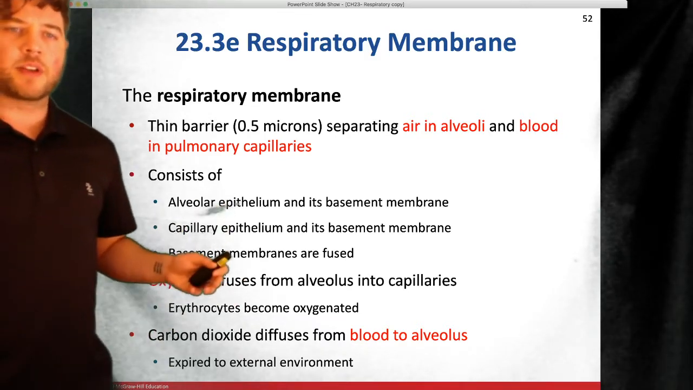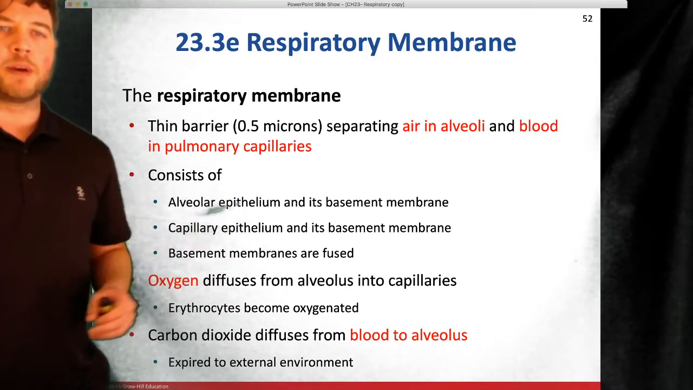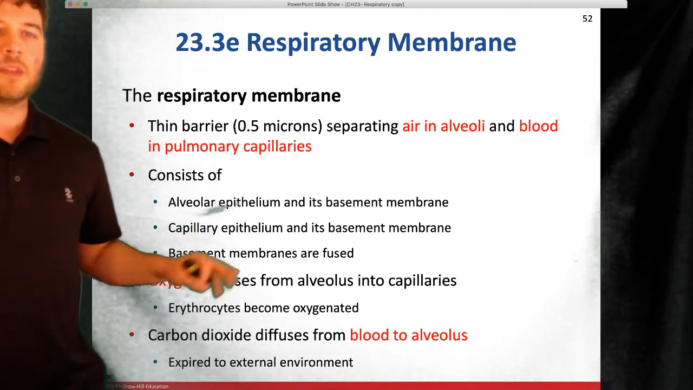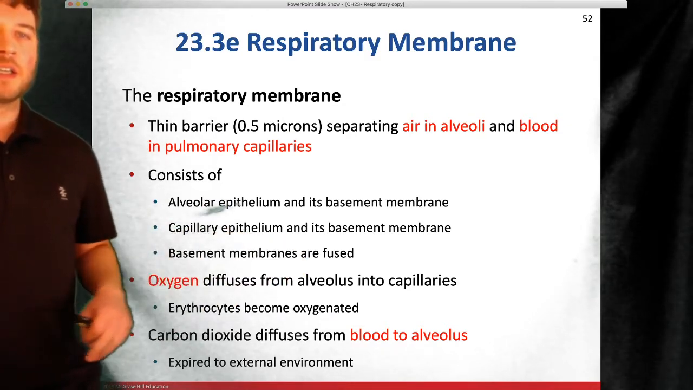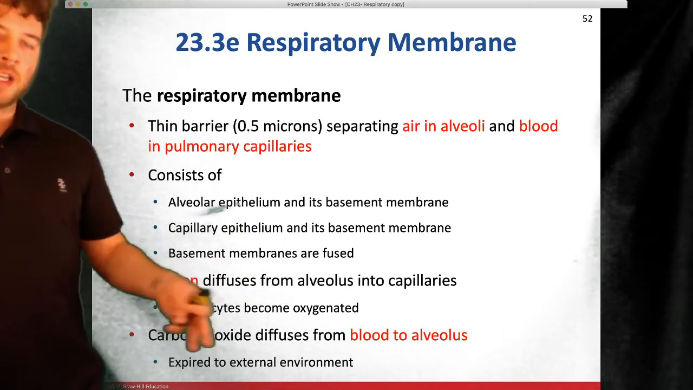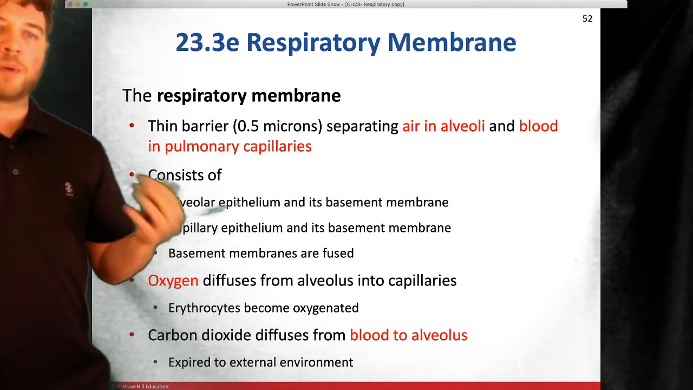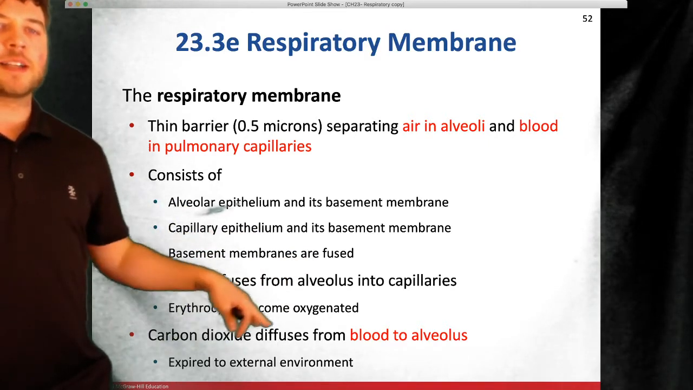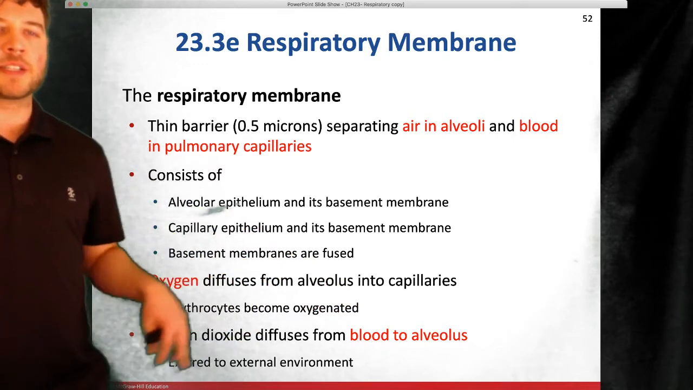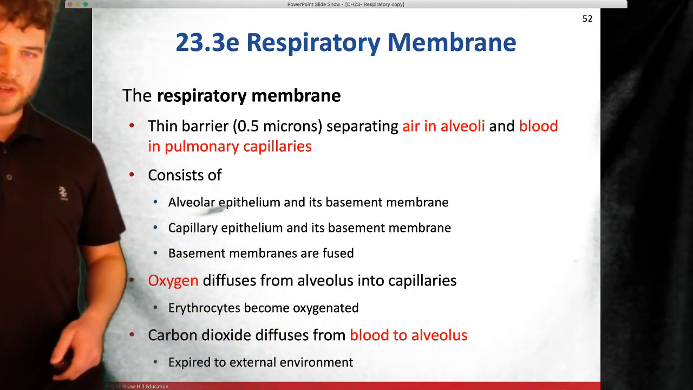Okay, so it's not super intense. You have the alveolar and capillary epithelium connected by their basement membranes. Oxygen goes from the alveolus to the capillaries, and erythrocytes become oxygenated to get back to the heart on the pulmonary veins. Carbon dioxide diffuses from blood into the alveolus and is exhaled into the external environment.